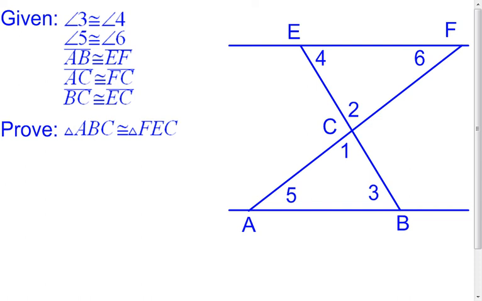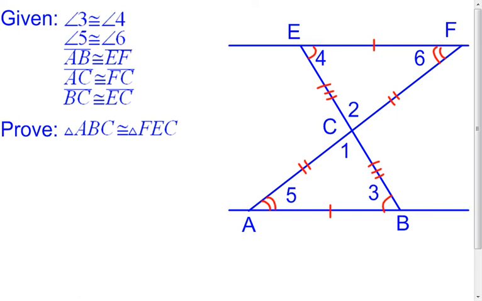I'm going to take my given information and mark it up. It tells me that angle 3 is congruent to angle 4. It tells me that angle 5 is congruent to angle 6. And then it tells me that segment AB is congruent to segment EF. Segment AC is congruent to segment FC. And segment BC is congruent to segment EC. There we go.